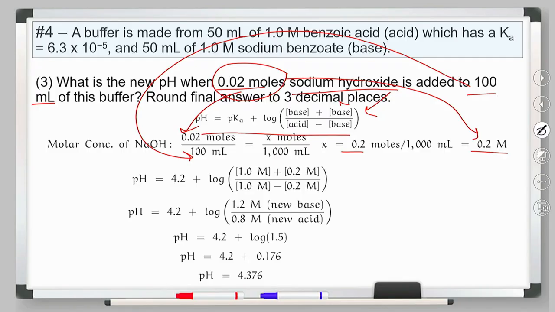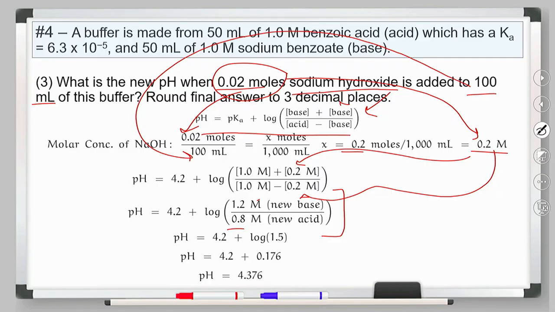Now, since I know I'm starting with 1 molar of my base and 1 molar of my acid, I can do my math here and take my base and add that together, but I'm going to subtract that from my acid. So the 1 plus the 0.2 together gets 1.2 on top. 1 minus 0.2 gives me 0.8 on the bottom. Can everyone see where the new acid and the new base come from? Once we've determined the concentration to be 0.2 molar, the top goes up and the bottom goes down.